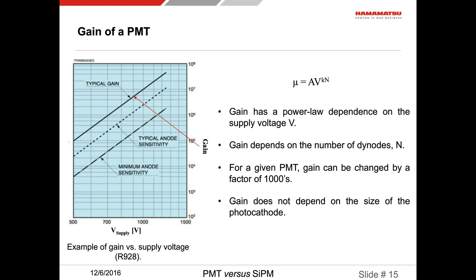The gain depends on the number of dynodes. However, for a given PMT, one can actually change the number of dynodes by shorting them. This is sometimes a good way to extend the dynamic range of the PMT to higher light levels. And the gain does not depend on the size of the photocathode.